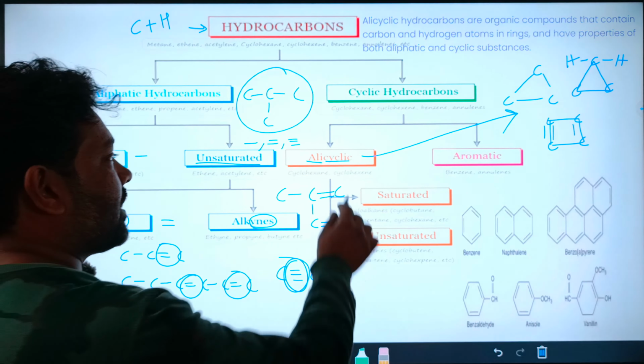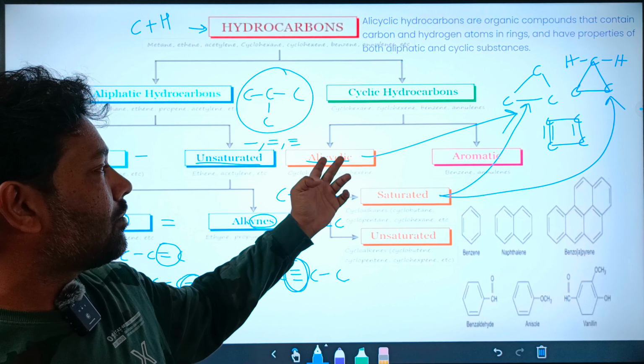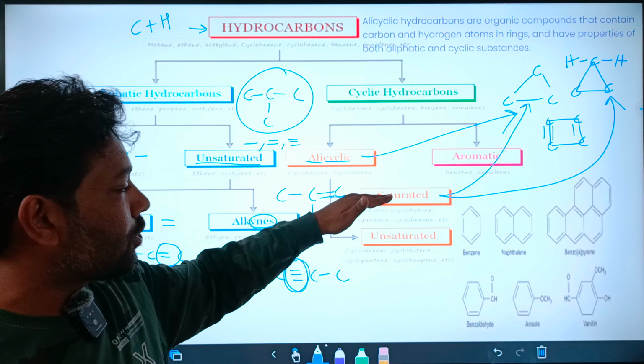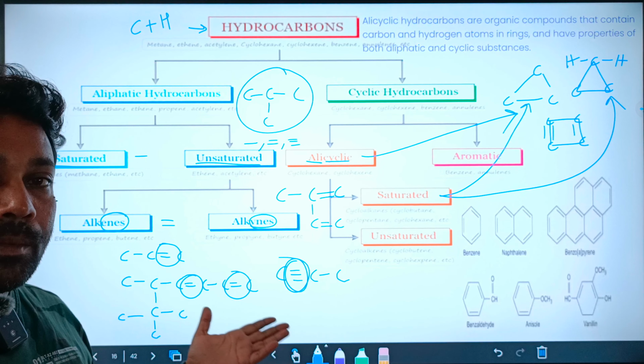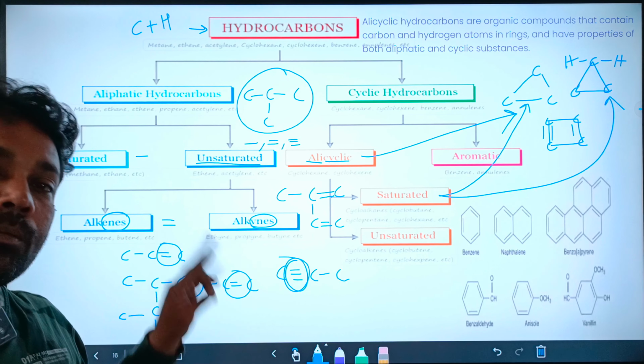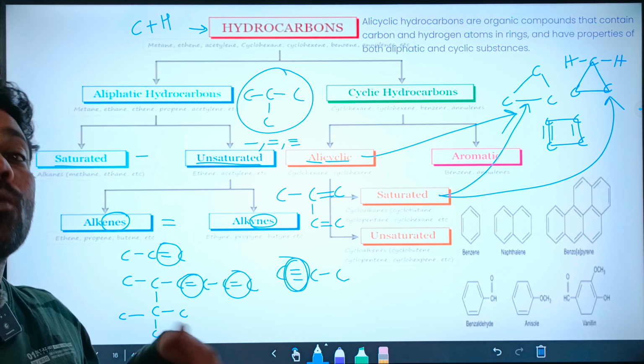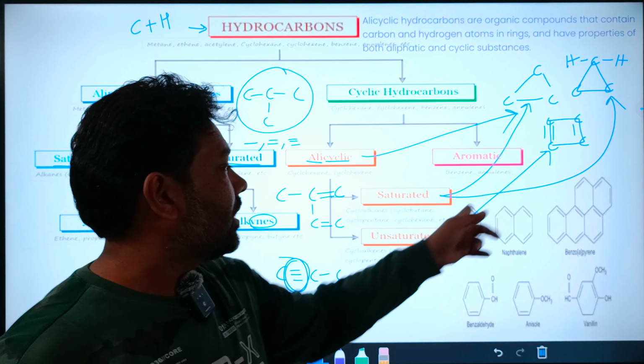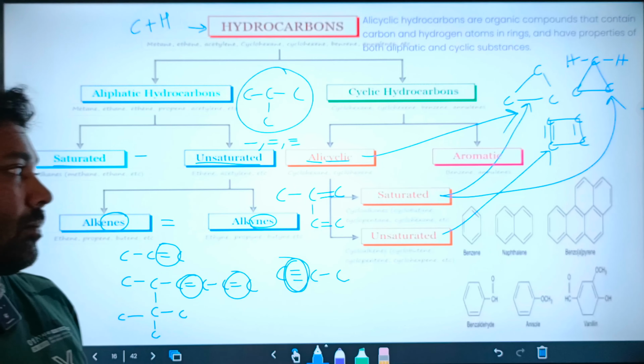Under alicyclic hydrocarbons, saturated, right? Here I said saturated means only single bond. So you can say this is an example of saturated, and this one is also an example of saturated, only single bond, as well as cyclic, alicyclic, right? Under the cyclic hydrocarbon we have alicyclic, and under alicyclic we have saturated and unsaturated. Unsaturated means double bond or triple bond, both may be present in multiple numbers. So these are unsaturated in nature. So this is one example of the unsaturated alicyclic hydrocarbon.